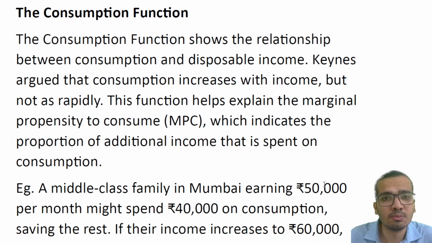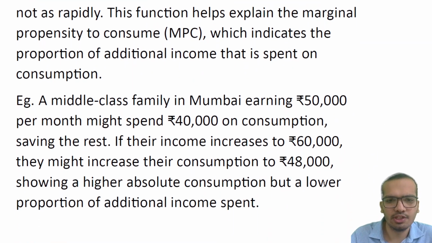Then comes the consumption function. The consumption function shows the relationship between consumption and disposable income. Keynes argued that consumption increases with income but not so rapidly. This function helps explain the marginal propensity to consume, MPC, which indicates the proportion of additional income that is spent on consumption. So we have an example for that.